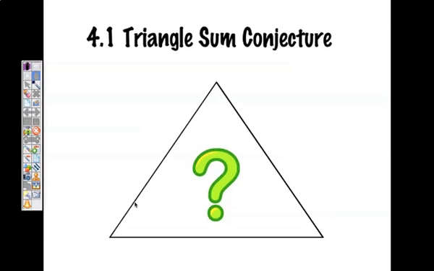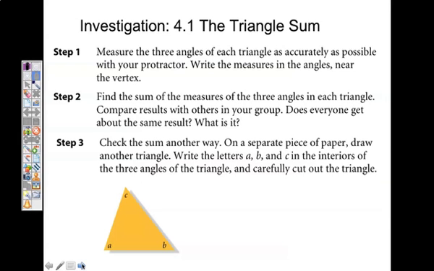Section 4.1 in geometry is called the triangle sum conjecture. So in class we do an investigation. At your table you're going to draw a triangle using your ruler or straight edge. You're going to measure the three angles of a triangle. Triangle, tri means three angles, as accurately as possible with your protractor.